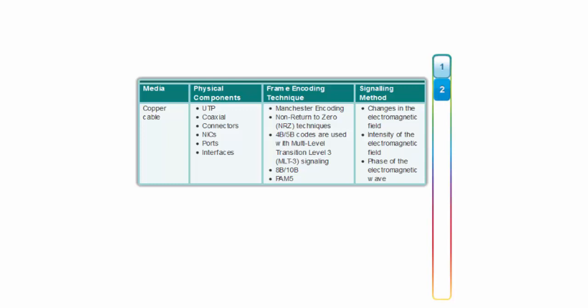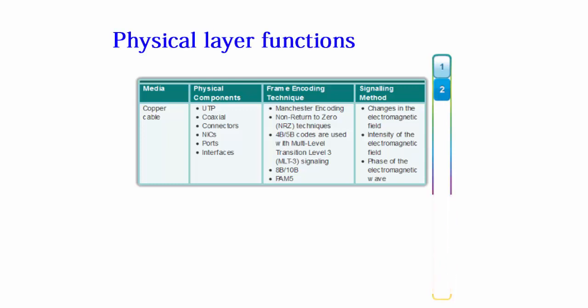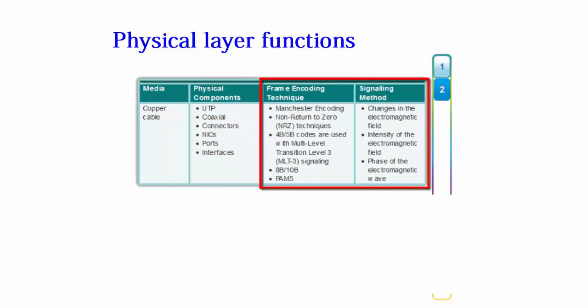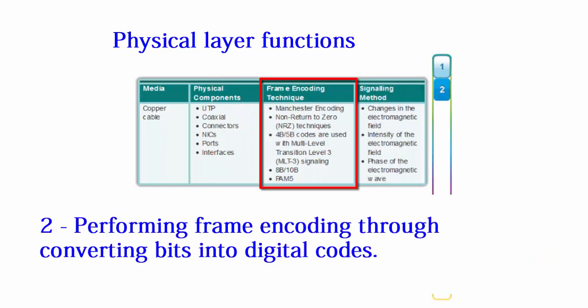So the physical layer actually includes three main functions. First, it defines the physical components and how they are connected together using different types of cables, and uses different technologies for what we call encoding and signaling. Encoding means that we convert the set of bits that are transferred by the higher layers into what we call codes.